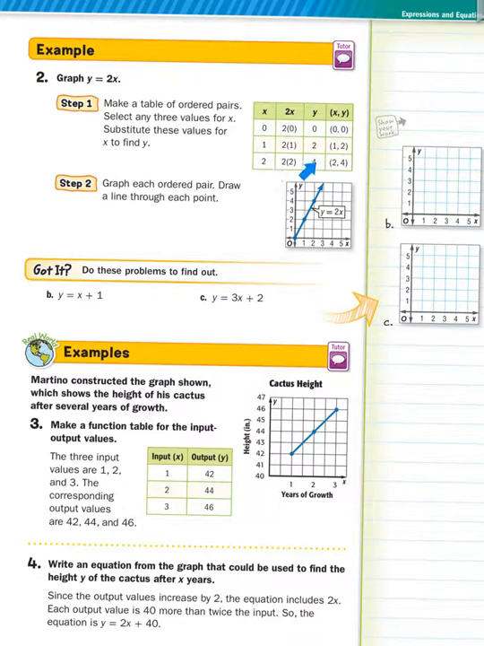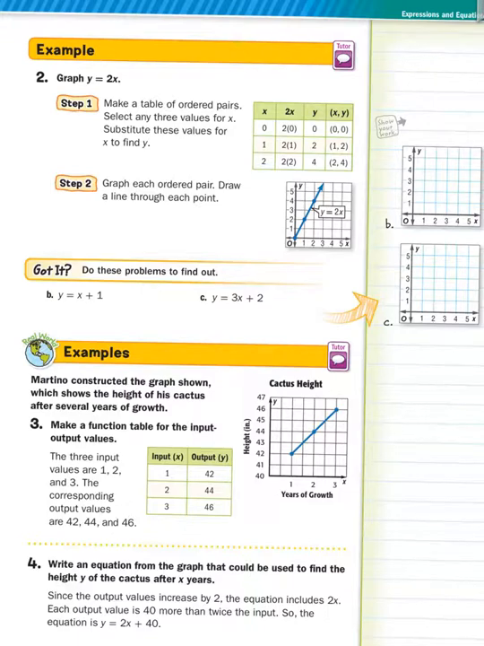So this is just a function table like we did. Now look at the coordinates. If you take the x and the y, you get the coordinates. So 1, 2 is 1, 2. 2, 4 is 2, 4. So step 2, you just make a graph and graph these coordinates. So 0, 0 is right here. 1, 2 is right here. And 2, 4 is right here. So you're taking your equation, putting it in a function table, and graphing it.